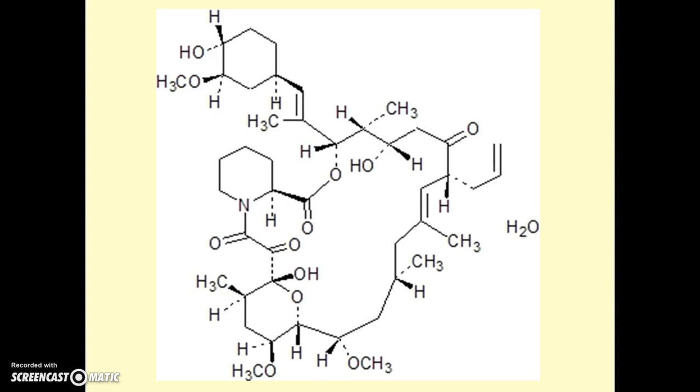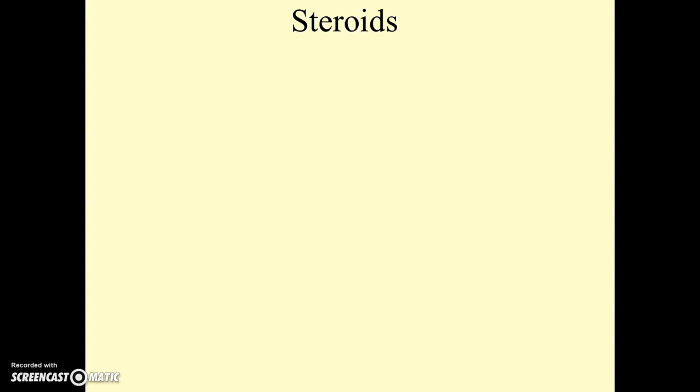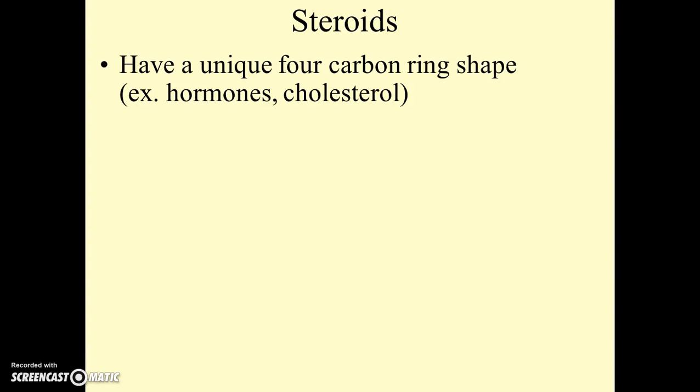This is what they look like. Just know whenever you see a very, very complicated structure like that, it's going to be a wax, not a phospholipid, not a triglyceride, and not a steroid. You will not need to draw or memorize any of those. The last category we're going to do is steroids. And steroids have a very unique and recognizable 4-carbon ring shape. Some examples are hormones and cholesterol, and I'll show you the shape of it in just a moment.